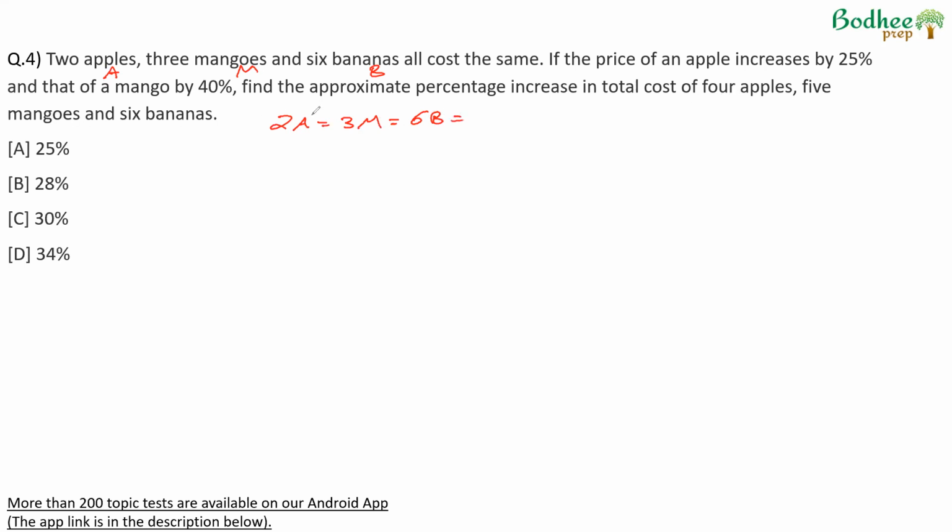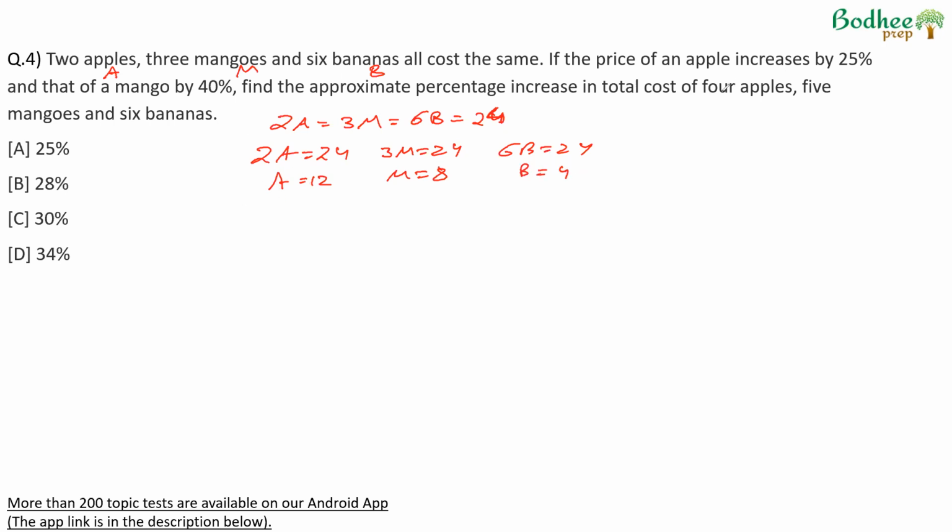Now we have to find 25%. If we take the cost of each of them to be, say 24, 25% is 1 by 4. So 2 apples cost 24 rupees. So 1 apple will cost 12 rupees. 3 mangoes cost 24 rupees. So 1 mango will cost 8 rupees. This is my assumption that we are using. 6 bananas cost 24 rupees. So 1 banana will cost 4 rupees.